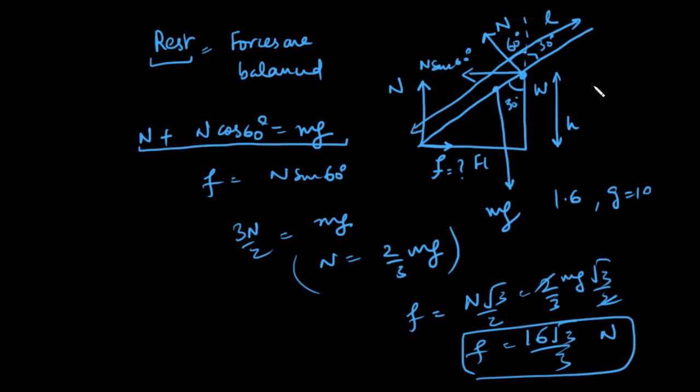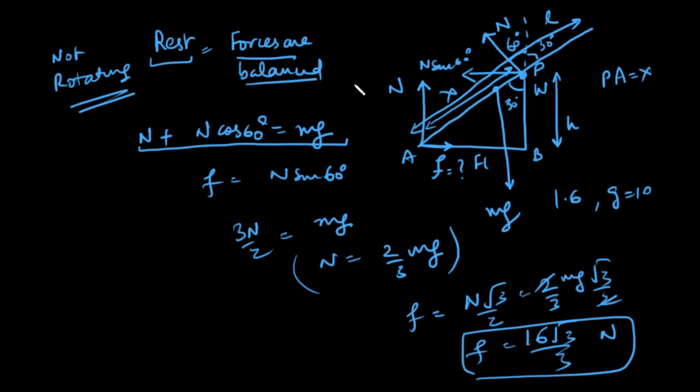Now I want to find out the ratio of h by L. What I do is, I take this point. For example, this point, let us say this is P, this is A and this is B. I take PA to be X. Alright. This length is X. This would be L minus X, obvious. Now since this rod is also not rotating, hence torques are also balanced. Forces are balanced, yes, but torque is also balanced.